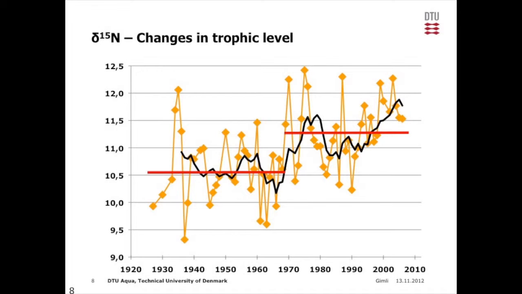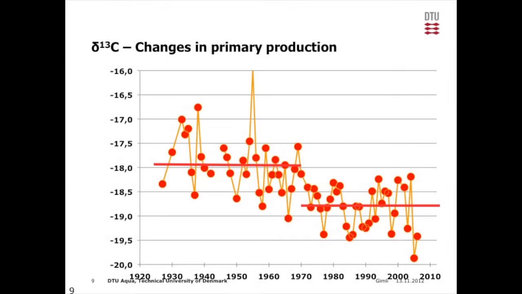If you look at the delta 15N, which indicates change in trophic level, you can see there's a lot of variation. And it's not me who's been drawing these lines, you have to refer to Peter. But you can see that there was a low level before 1970, which increased after 1970. Also, when you look at the delta 13C, you see some changes. Again, you have a lot of variation, but you see the changed level, and again, it's around 1970 that these levels change.